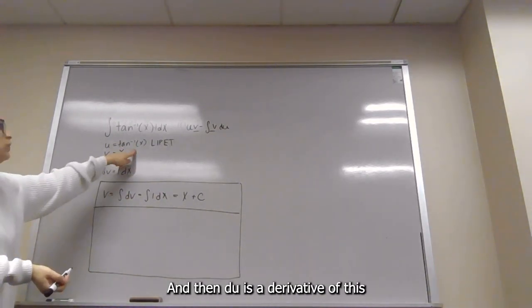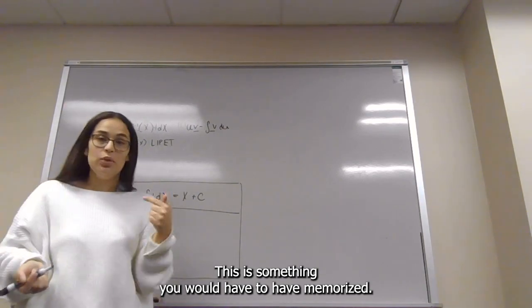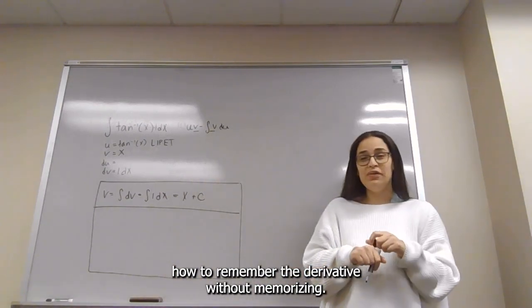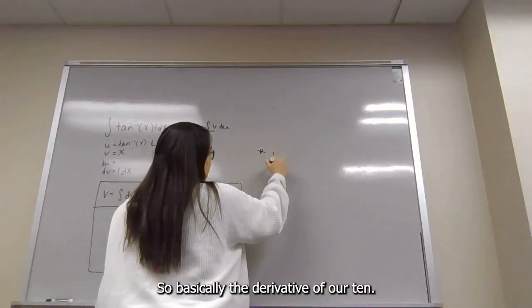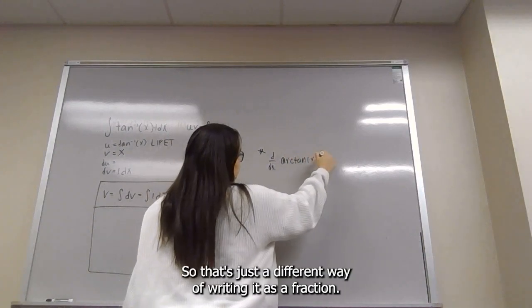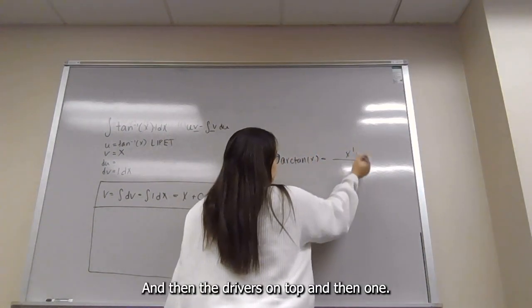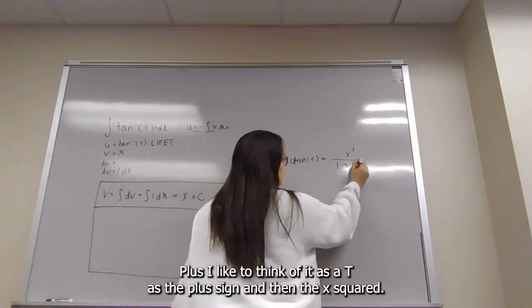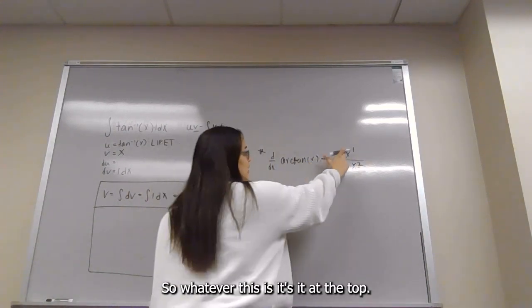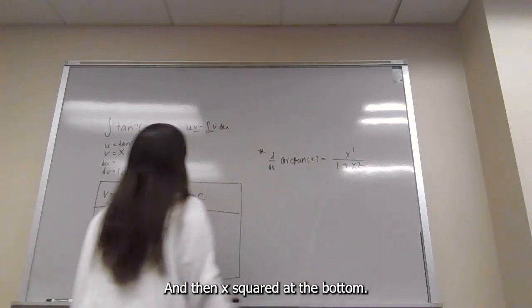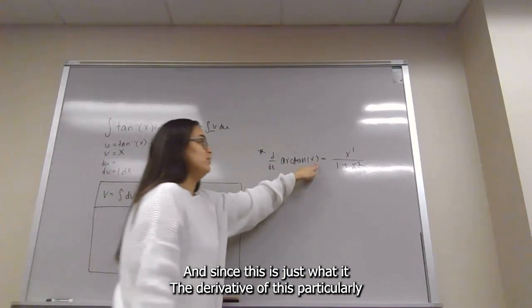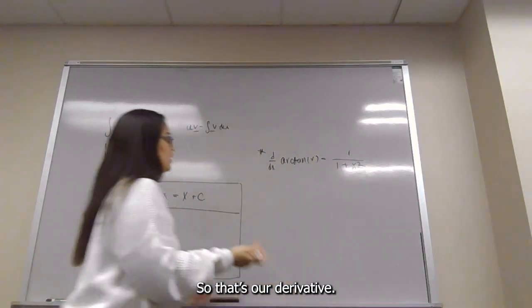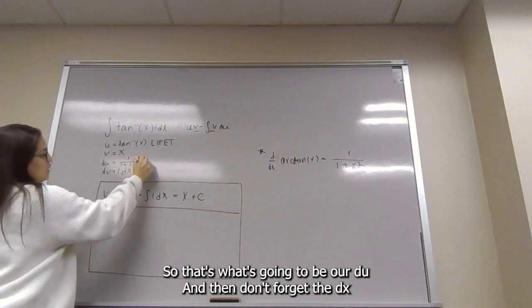And then du is the derivative of this. This is something you would have to memorize. I do have a video, and I will link it in the description box below, on how to remember the derivative without memorizing. Basically, the derivative of arctan is a fraction, with the derivative of the inside on the top, and then 1 plus the inside squared on the bottom. The derivative of x is just 1, and at the bottom we have 1 plus x squared. So that's our derivative. So that's what's going to be du, and then don't forget the dx.